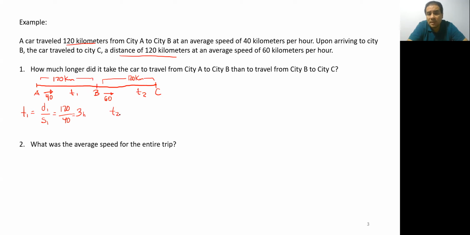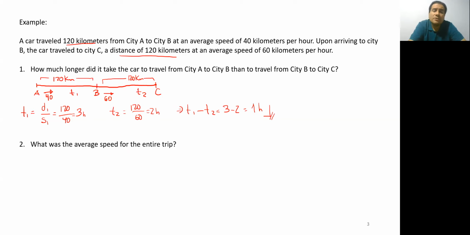What about the second time? The time for the second span. That would be 120 divided by 60, which is 2 hours. All right? So what's the difference, right? How much longer did it take the car to travel from city A to city B? You just do this difference, right? T1 minus T2, that would be 3 minus 2 equals 1 hour. And that would be the answer.